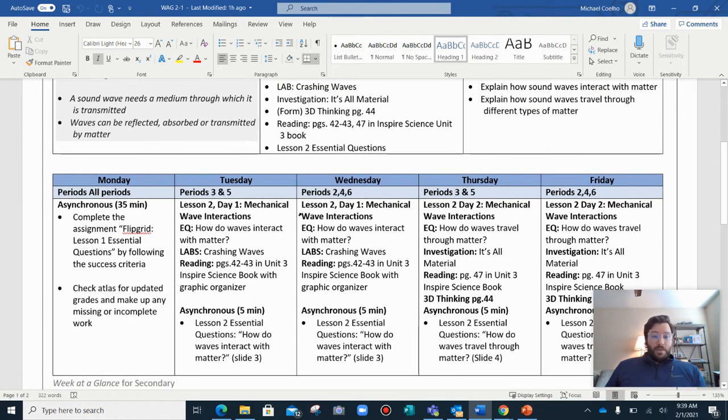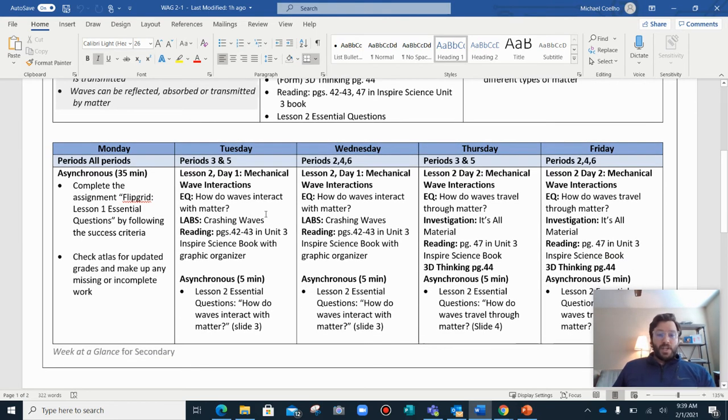The rest of the week, we are going to be getting into mechanical wave interactions. So last week, we learned about what a wave is, and we focused on sound waves. This week, we're going to focus on mechanical waves, which are a specific type of waves. And again, we're going to continue to learn that using sound waves.